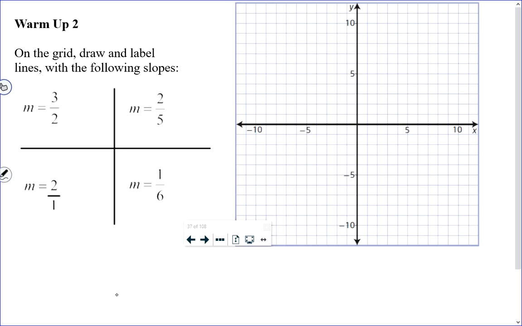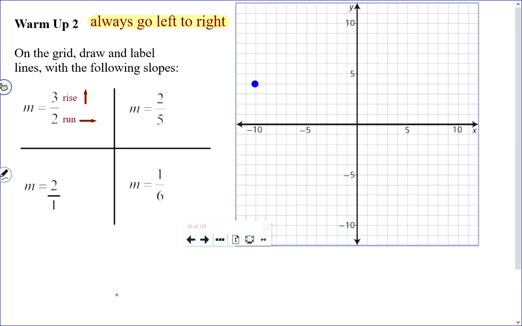Warm-up number 2, we're going to get used to drawing some lines given slopes here. It's a skill that you need to know. So on the grid, we are going to draw and label 4 different lines with the following 4 different slopes. First one. First of all, when I say a slope is 3/2, I'm telling you the rise is 3 and the run is 2. So always go left to right.